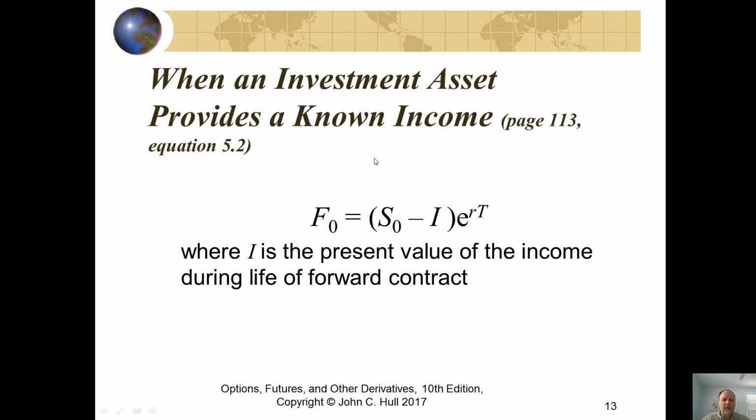We just looked at the example of a non-dividend paying stock. Well, you could have a dividend paying stock, and then the formula is going to be slightly altered when an investment asset provides a known income. Now, rather than just being F equals S naught e to the RT, F naught will be S naught minus I, where I is the present value of the income during the life of the forward contract, or the present value of any dividends that will be paid before the expiration of the forward contract, and then S naught minus I altogether is taken to the e to the RT.